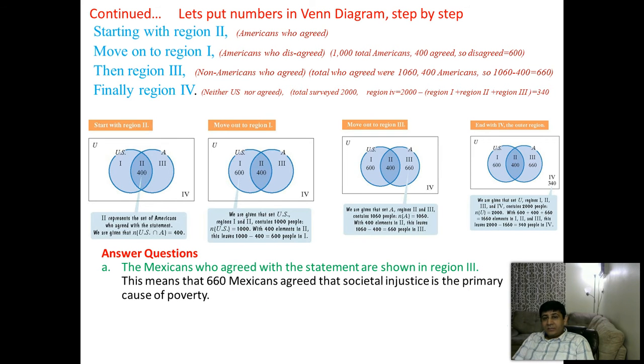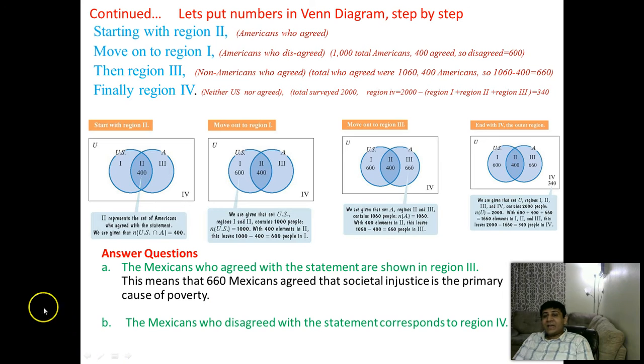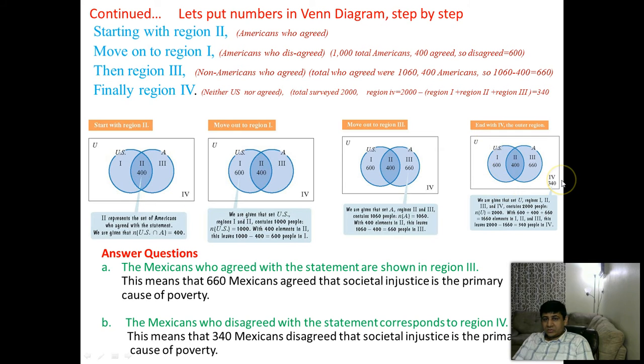Similarly, the next question is how many Mexicans disagreed with the statement. So this region represents the Americans, this region represents those who agreed. So we have Mexicans here. All the Mexicans who disagreed will be represented by region 4 here. So 340 Mexicans, based upon our Venn diagram, were the Mexicans who disagreed that social injustice is the primary cause of poverty. That's a lot of information here. I hope you followed me and we were on the same page.